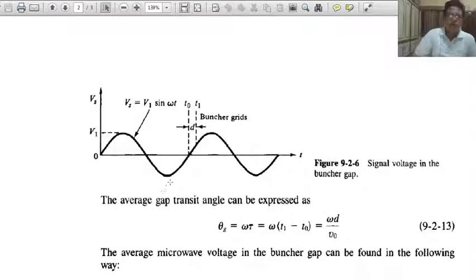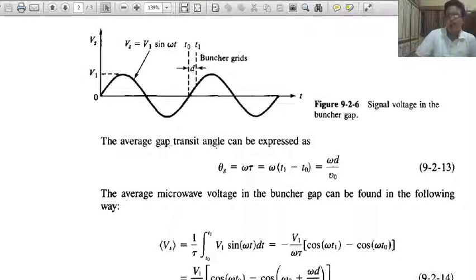Now, what we are observing in this figure is the signal voltage in the Buncher gap, Vs versus t, and the maximum amplitude is V1. Vs equal to V1 sin omega t. This point is t0 and this is t1. That means at the entering time its velocity is 0 and after that it increases towards positive. And this is the difference d.